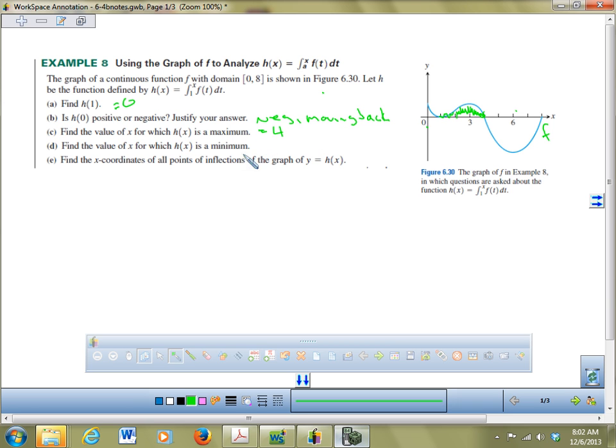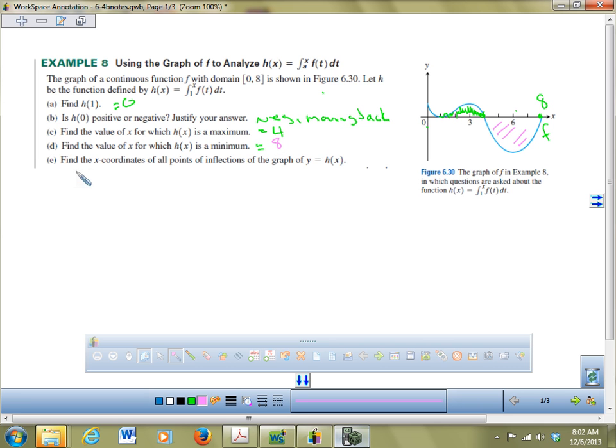Okay? Find the value for which h of x has a minimum. What do you think by looking at the graph? Very good. Over here at 8. You understand why? Because I have more area here than over here, right? So if I start here and subtract this little piece, it's going to be most negative over here. So that would be at 8.